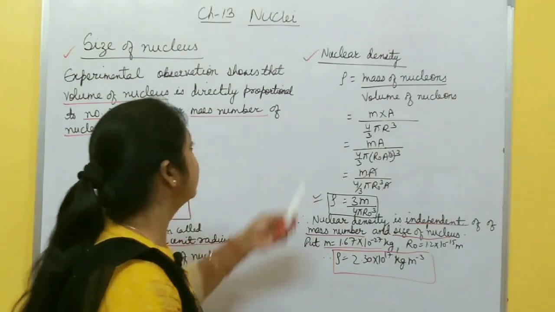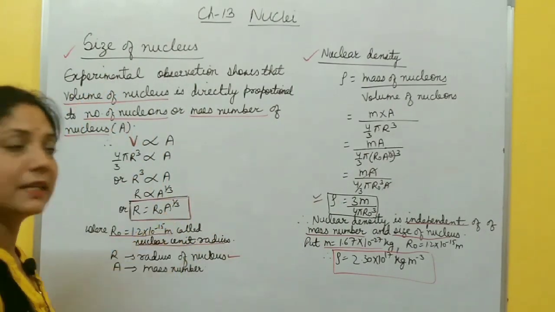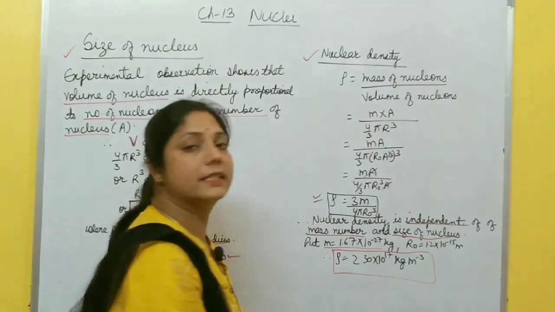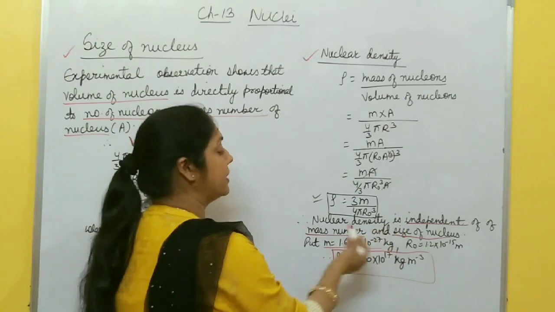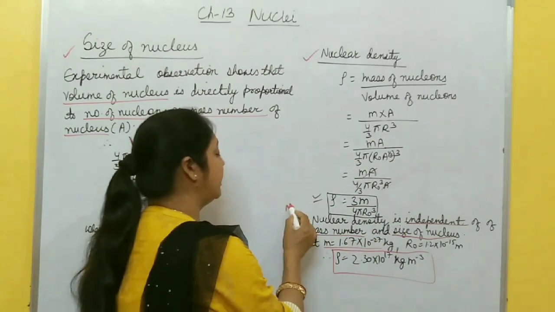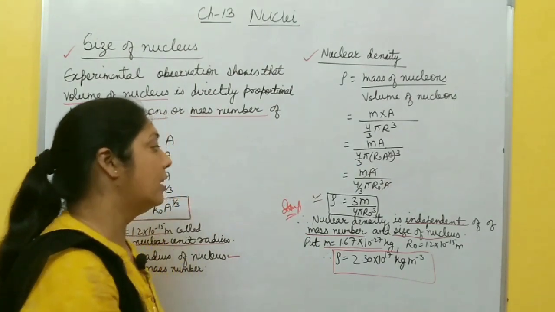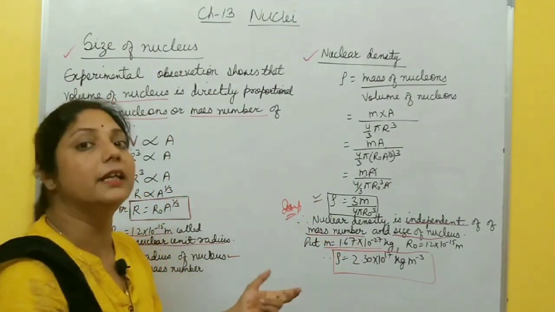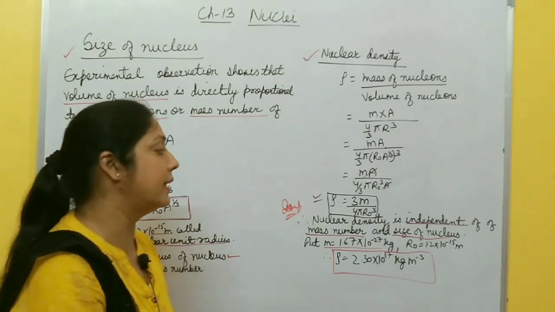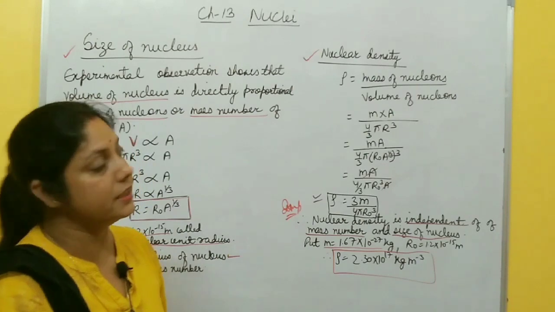So from these things, it is clear that size of nucleus is directly proportional to mass number, but nuclear density is independent of mass number and size of nucleus. This point is very, very important. It may come in 1 or 2 marks question, that how nuclear density varies with mass number and size of nucleus. It does not depend on mass number and size of nucleus. For all elements, nuclear density is same.